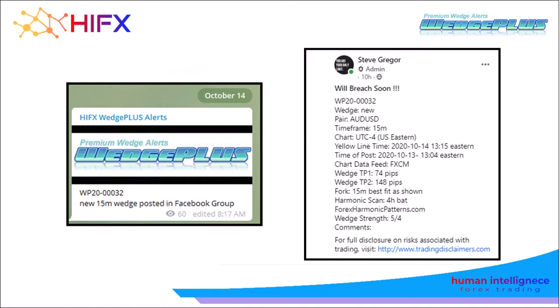Now, there's some stuff I probably covered there that is maybe a little beyond you in terms of things like harmonic scans, in terms of things like forks. Don't let that overwhelm you. We're putting that information on the charts for you to help you. And so you're going to get all this. Just have a little patience.